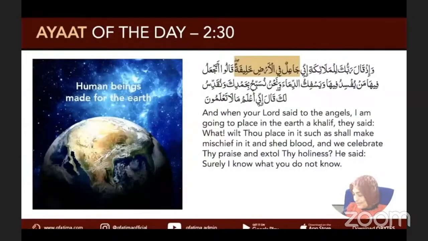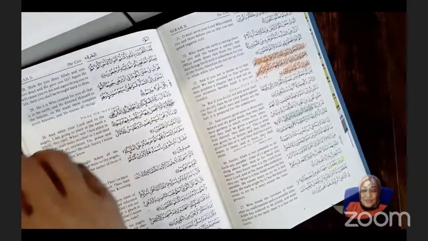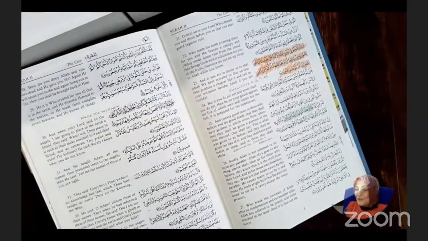Next one, ayah 30, which says, وَإِذْ قَالَ رَبُّكَ لِلْمَلَائِكَةِ, and when your Rabb said to the angels, إِنِّي جَائِلٌ فِي الْأَرْضِ خَلِيفَةً, I am going to place in the earth a representative. When I've highlighted that, it shows me that the human being was made for the earth. We all know the story of Prophet Adam and Sayyidah Hawa and the tree of immortality, which we will talk about, and they were asked to leave Jannah. But in essence, they were made for the earth. And that's something we need to know. We were made for the earth.